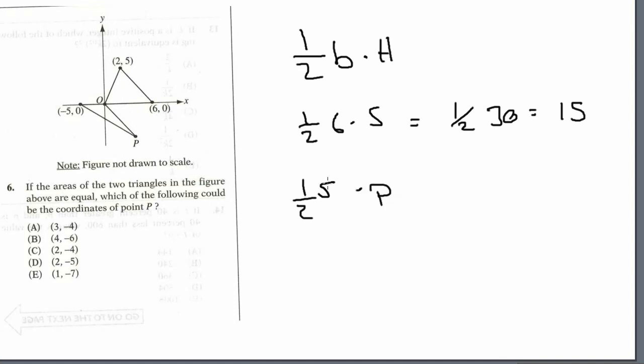Now, to me, this looks very similar. I have 5 times 6 here, and 6 times 5 is the reverse. So here I just know that p is equal to 6. So really what I need to do is find a point that has p at the -6 axis. And this one here is the only one that matches that.